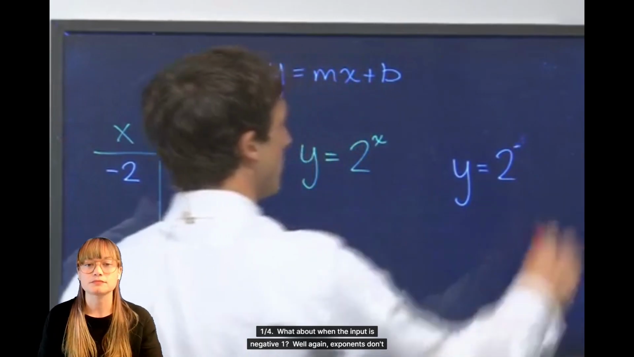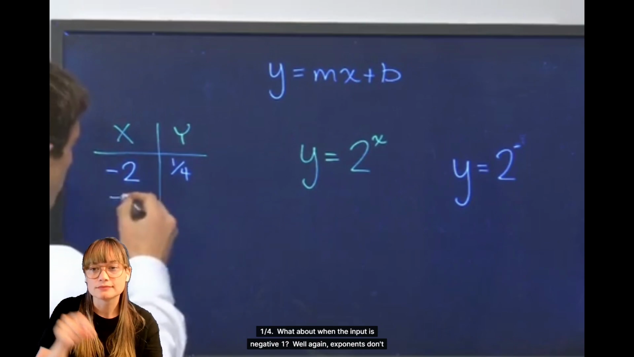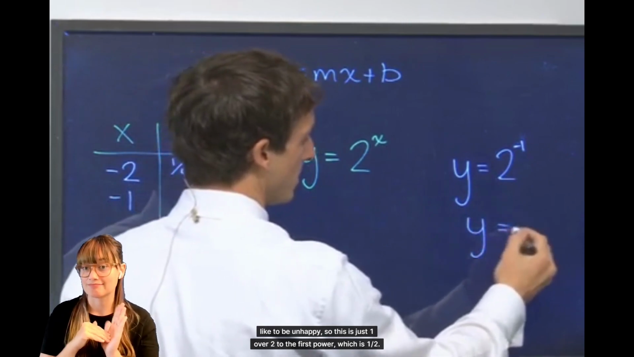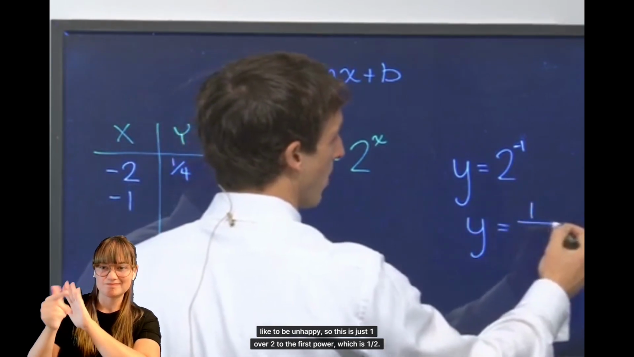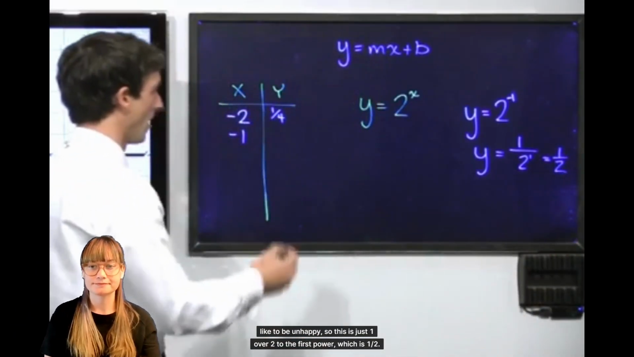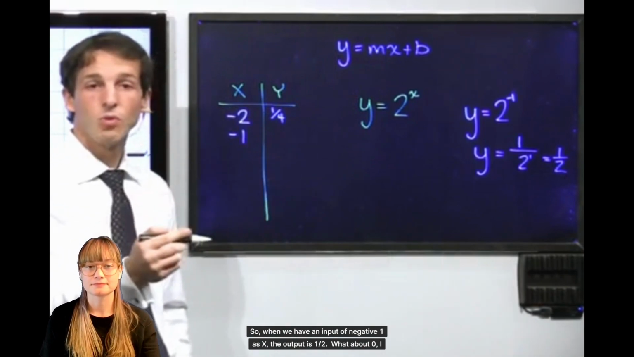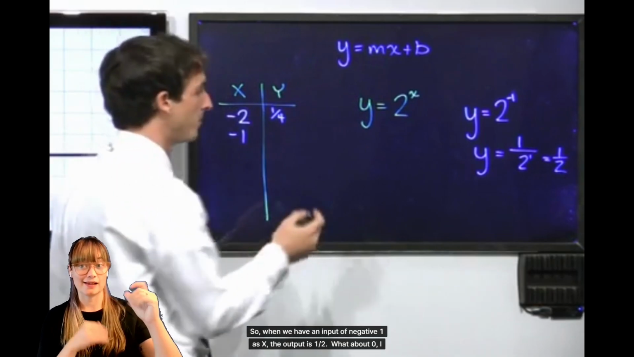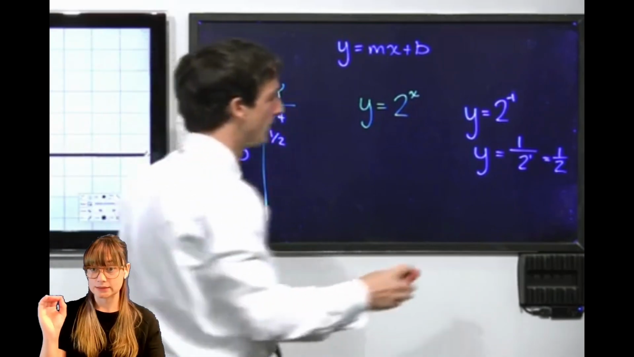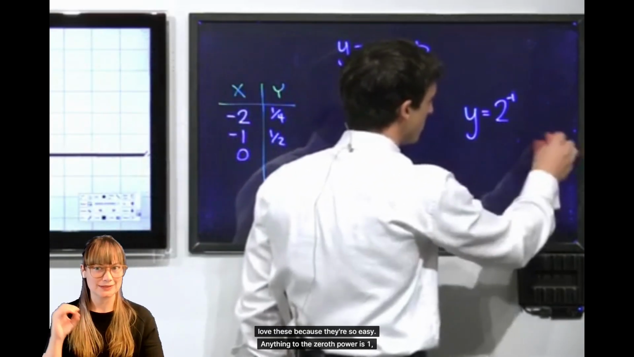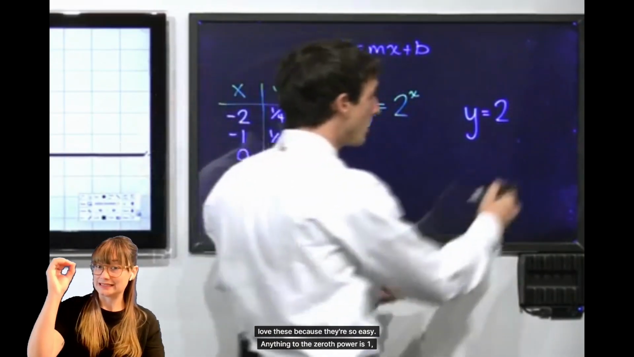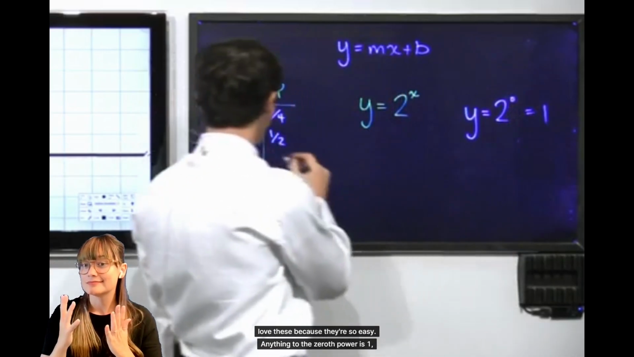What about when the input is -1? Well, again, exponents don't like to be negative. So this is just 1 over 2 to the first power, which is 1/2. So when we have an input of -1 as x, our output is 1/2. What about 0? I love these because they're so easy. Anything to the 0th power is 1.